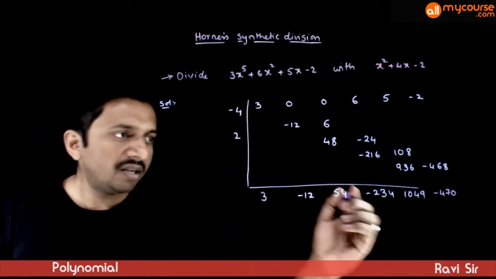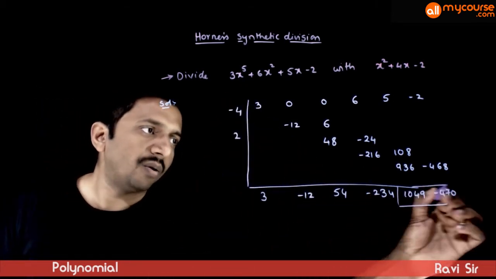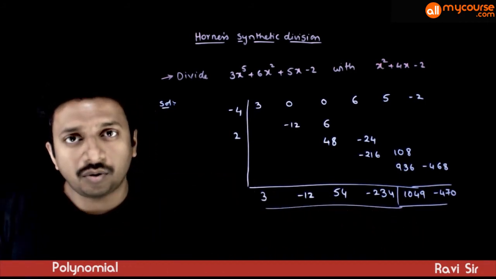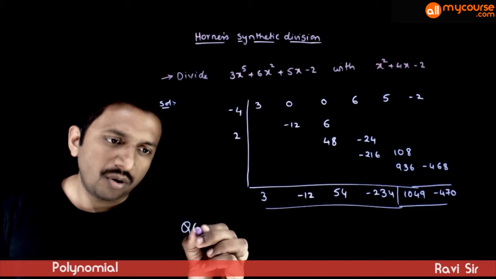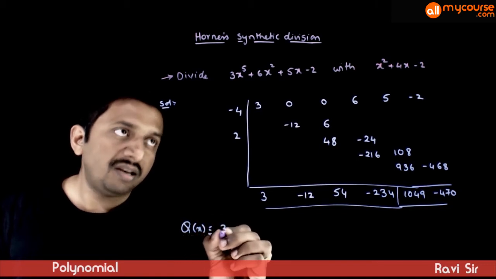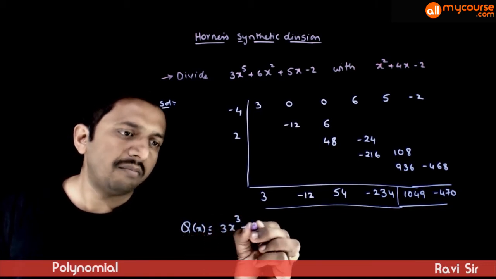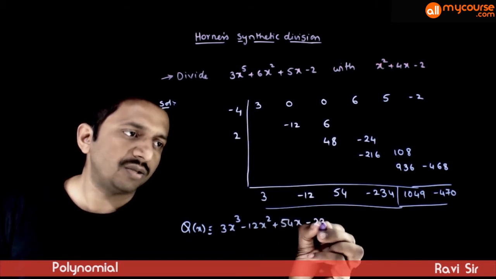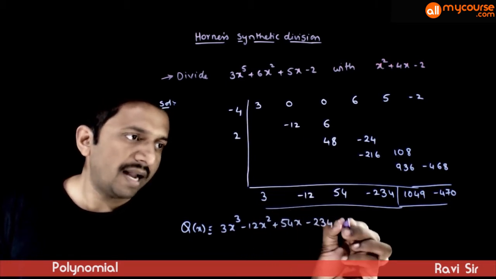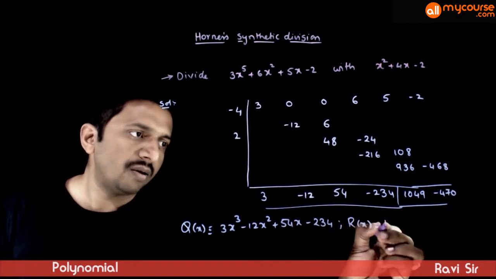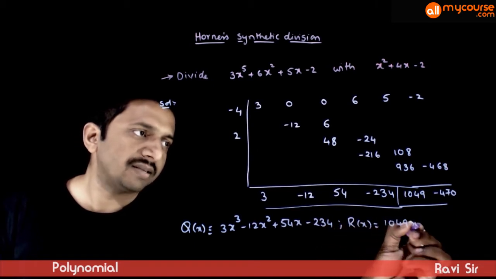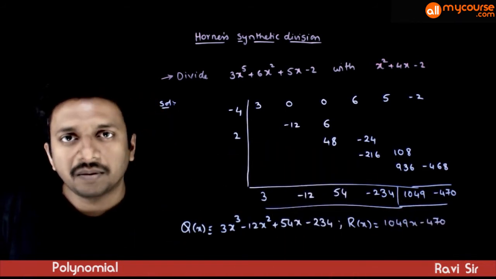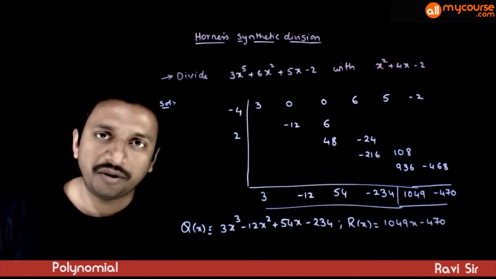So you have two numbers here. So the last two numbers go to the remainder and the first four numbers go to the quotient. Hence the quotient is 3x cube minus 12x square plus 54x minus 234, and the remainder is 1049x minus 470. Again, I hope this is clear to you.